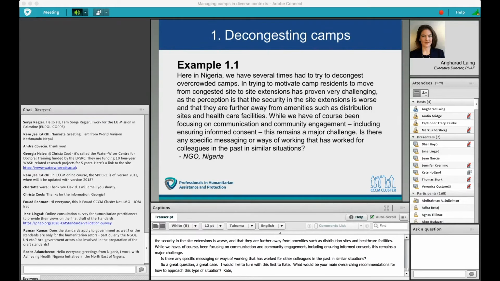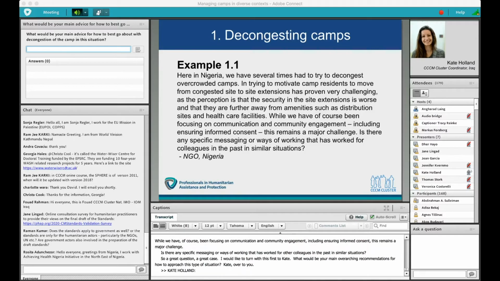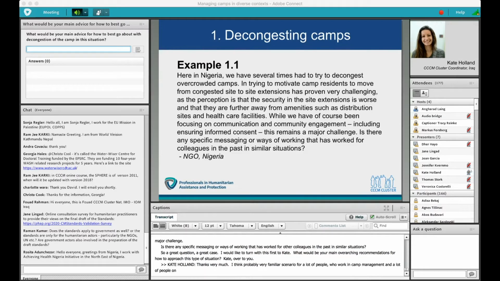Thanks very much. I think probably a very familiar scenario for a lot of people who work in camp management and a lot of people on this call. And I also think it's one of the very relatable things that we do as CCCM practitioners. I'm sure that if someone came along and told me that I had to move, I also would be quite reluctant to do so. I wanted to pick up on two things in this question.